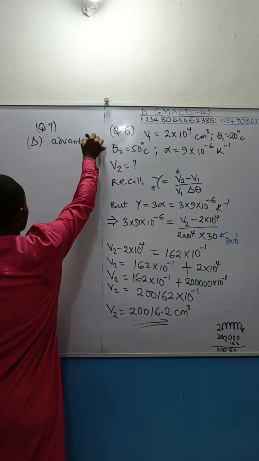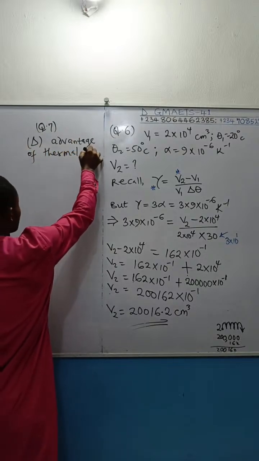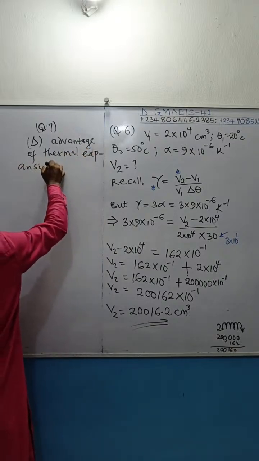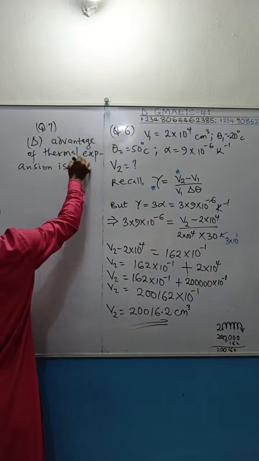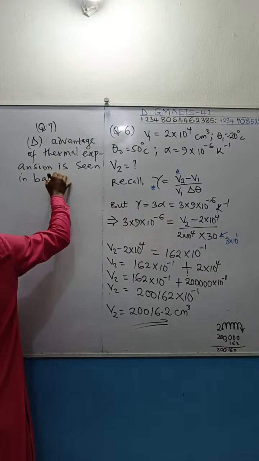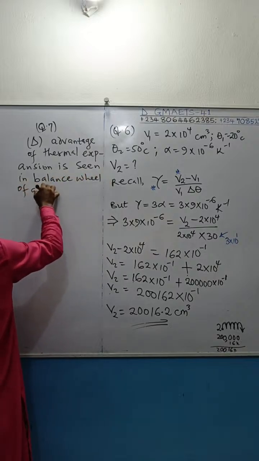So question number 7, I can just write option D. Advantage of thermal expansion is seen in the balance wheel of a watch.